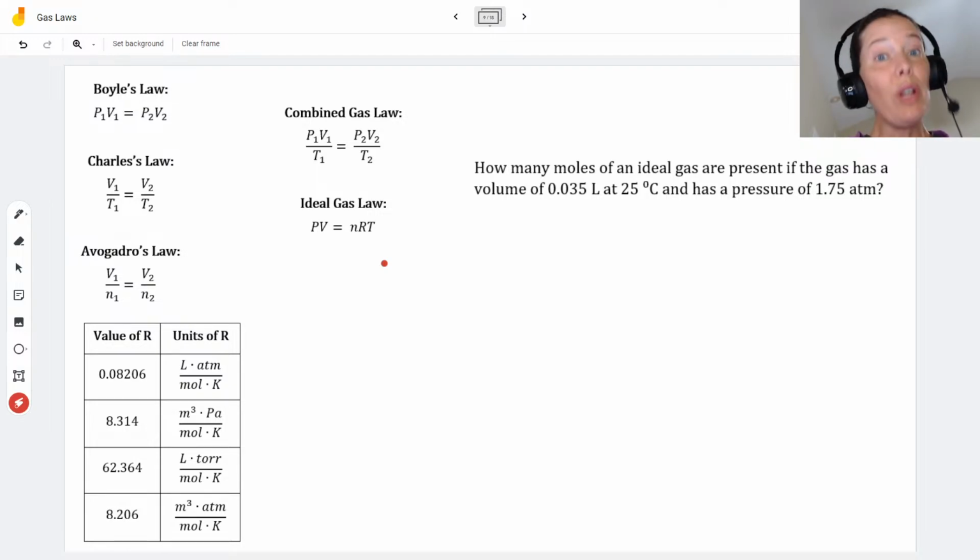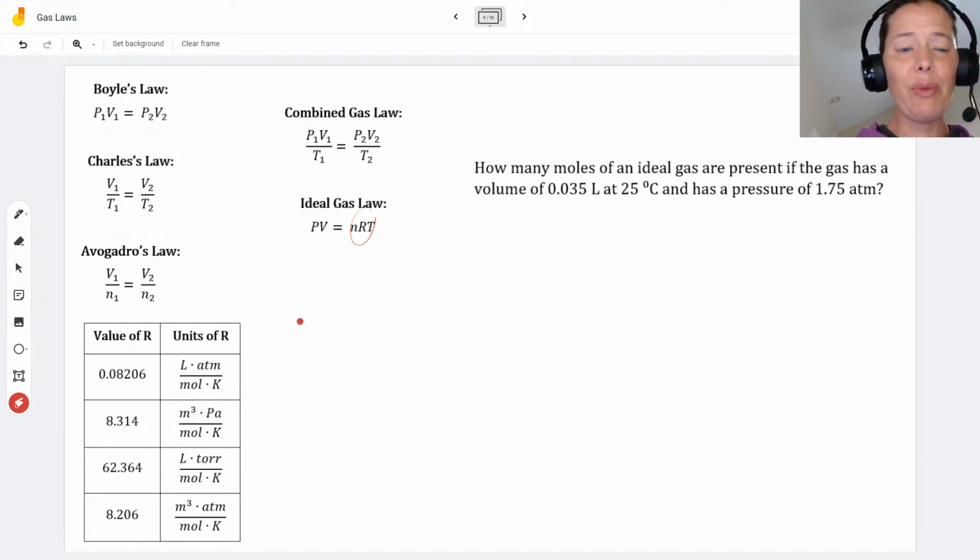Now, when you're working with ideal gas law, just like we wanted the units to match across the equal sign for Boyle's law, Charles's law, and combined gas law, we need to make sure that units are going to match with whatever value of R that we're going to use, or vice versa. You could say, I like to choose my R based on the units I'm given in the problem, but some people like to use the same value of R and then convert whatever values are given in the problem to that value of R that they prefer.